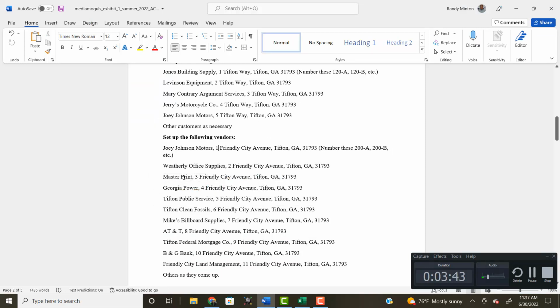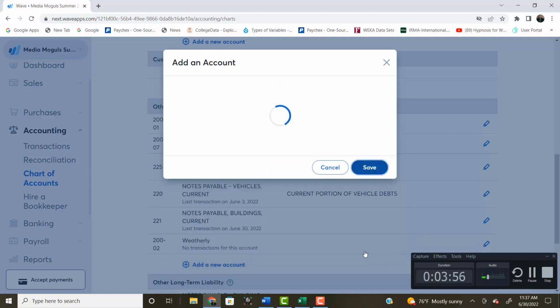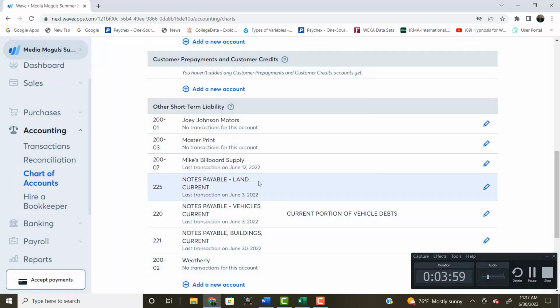So I'll make that 200-03. Master Print, account 200-03, and save. It's that simple. And now you notice that I've got Master Print. I had Mike's Billboard Supply because that's one that I know I needed. But you should have them all, just so you get accustomed to how you add these things.